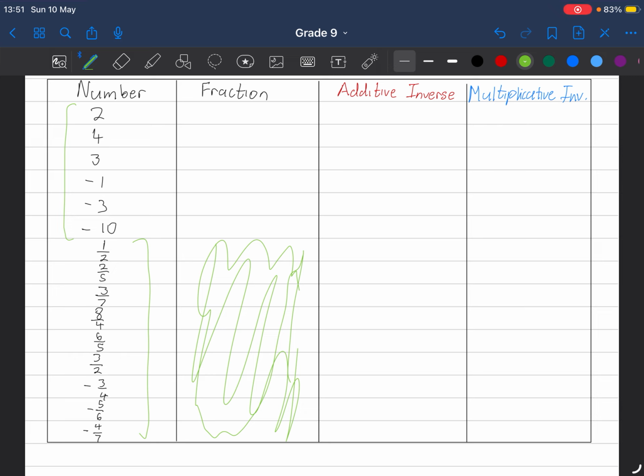So in this example, the first one is 2. So I can write 2 as 2 over 1. I can write 4 as 4 over 1. I can write 3 as 3 over 1. I can write -1 as -1 over 1. I can write -3 as -3 over 1, and -10 as -10 over 1. So this was just a concept about writing a number as a fraction. We can write any number as a fraction by just putting it over 1.